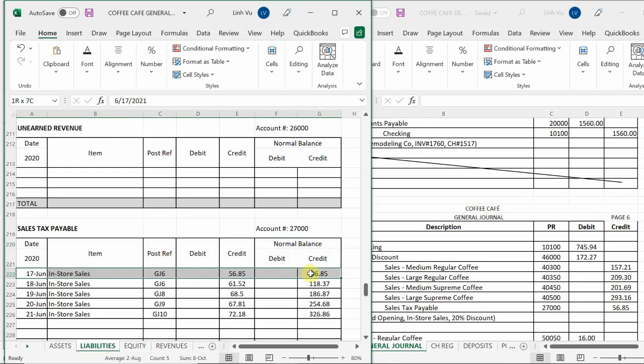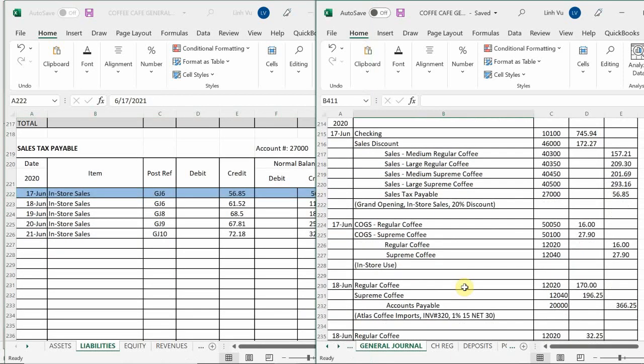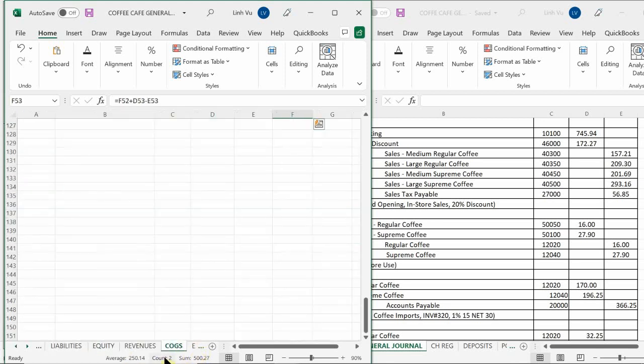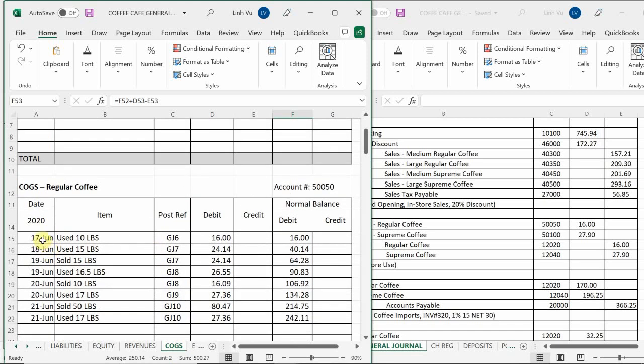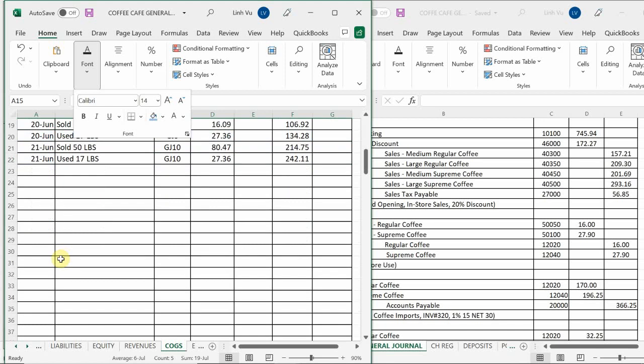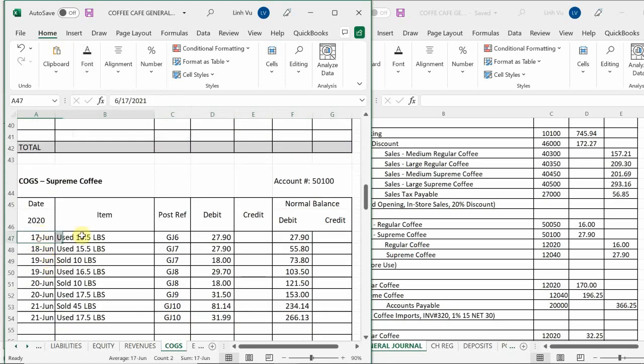For the $56. In this case, that's correct. Okay, next is going to be the cost of goods sold. So our very first one was for $27. So cost of goods sold. So here's our first one, 16 for $16.27. Okay, so here's the first one, 16, and this one is 27.